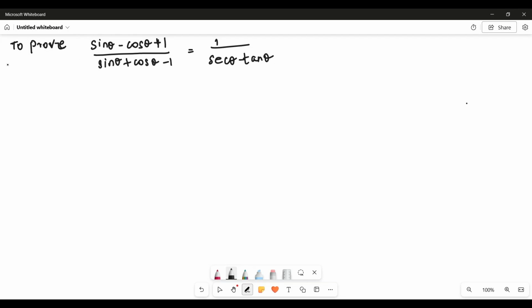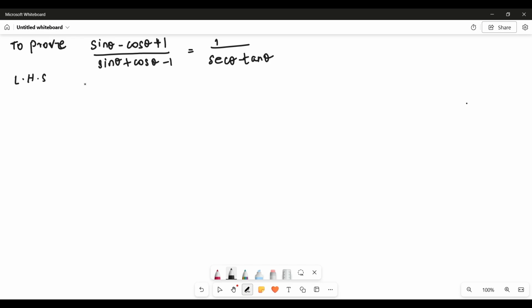To prove (sin theta minus cos theta plus 1) over (sin theta plus cos theta minus 1) equals 1 over (sec theta minus tan theta). So let me start from the LHS. We have terms in terms of sine and cos, so we need to prove in terms of sec and tan theta. So let's first try to convert the terms sine and cos in terms of sec and tan theta.